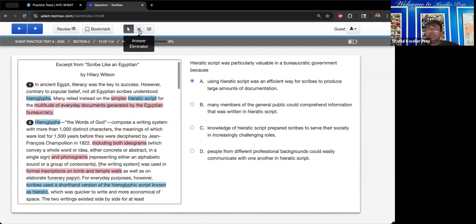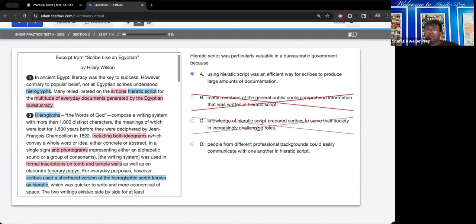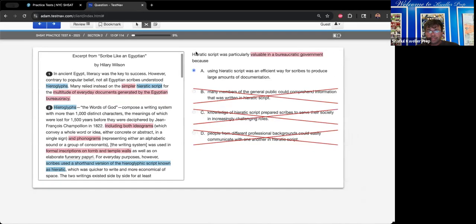This is not why it helps a bureaucratic government. Knowledge of scripts prepared scribes to serve their society does not, again, you have to figure out the reason why they're valuable in the government. Not what people did with the script, but why it's valuable in the government. And then, again, this talks about communication, but that doesn't tell us why it's valuable, why the government chose to use this over hieroglyphs. So the answer should just be A here. Okay, let's go to the next one.